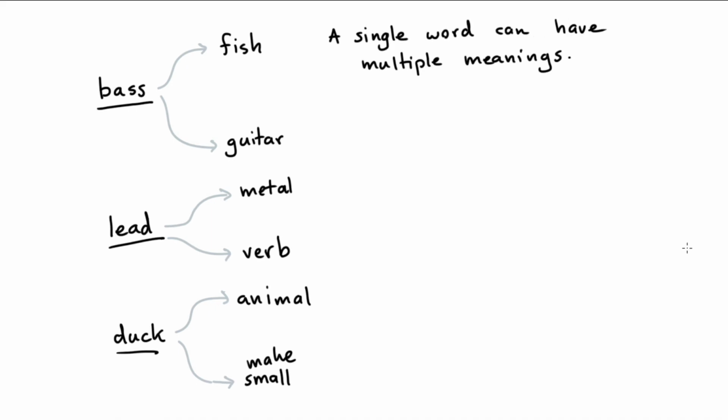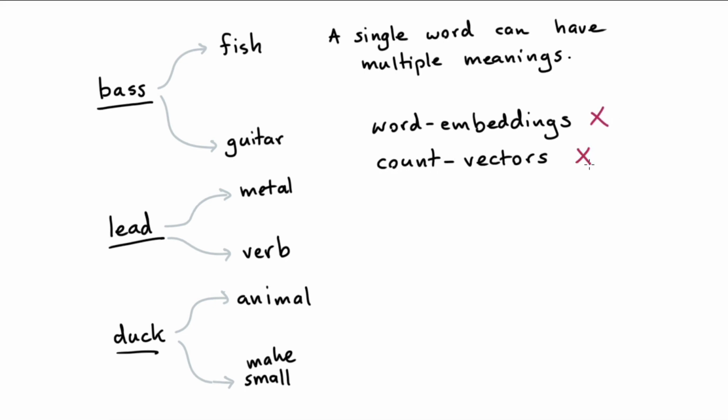And because a single word can have multiple meanings, we are immediately confronted with the fact that word embeddings might fall short. That's because a word embedding typically points to a single numeric vector. And the same property would hold for count vectors. These would also fall short.